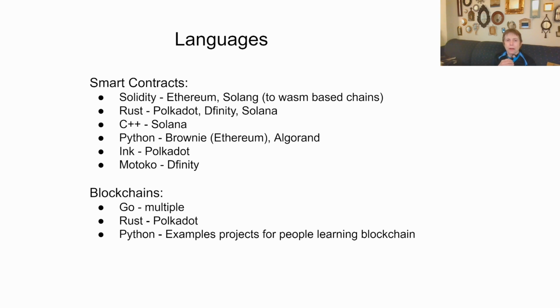And finally, Ink and Motako are for particular blockchains. If you're going to work on Polkadot or Dfinity, it may make your life easier to program in those languages because they're higher level than Rust, which is your other option for both of them. And that pretty much sums it up.